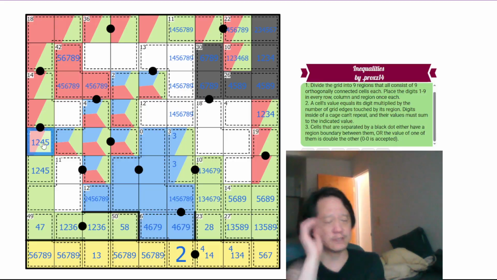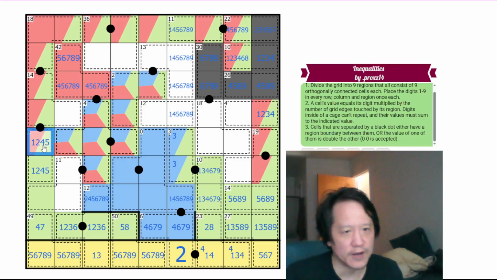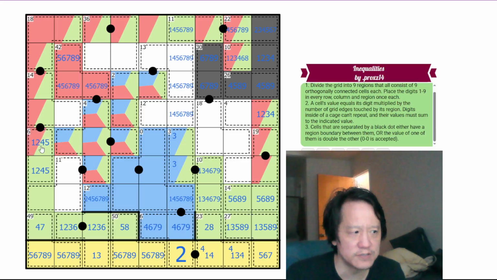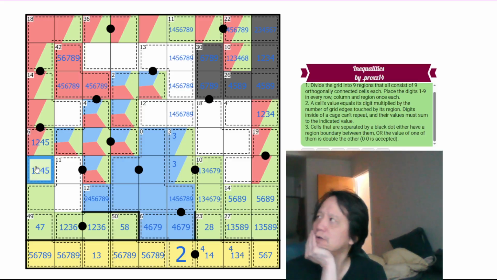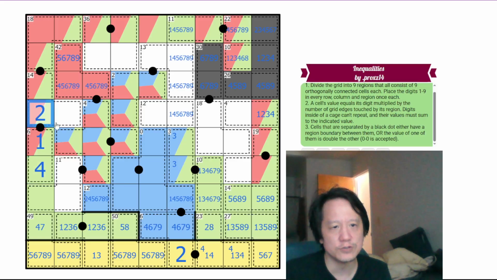What about this? 1 through 5. Well, it couldn't be 1 through 5, because if this is... Okay, if this is doubled, it has to be 1 doubled with 4. So this would be at minimum. So let's try. We have 1, 4 there. So that's 2. This would obviously have to be 2.